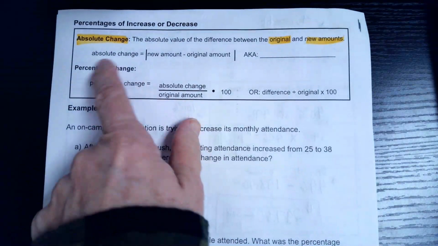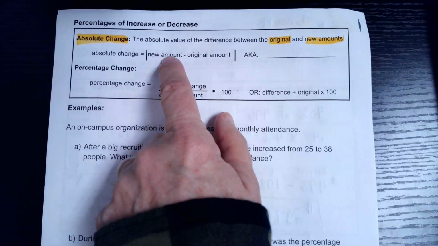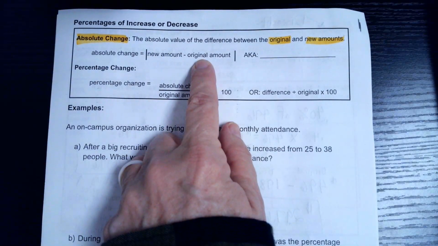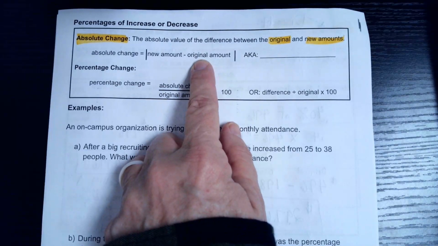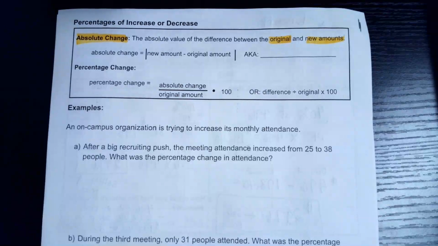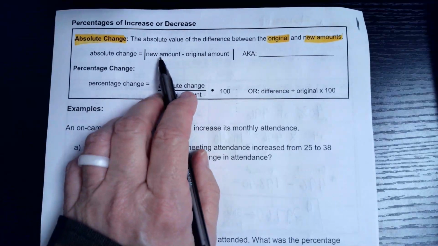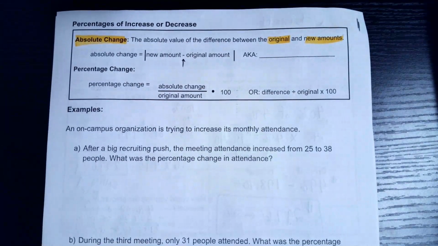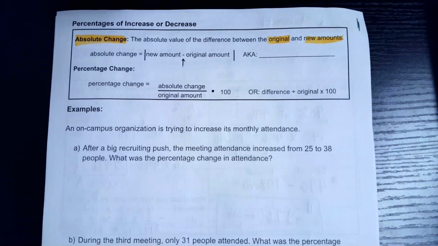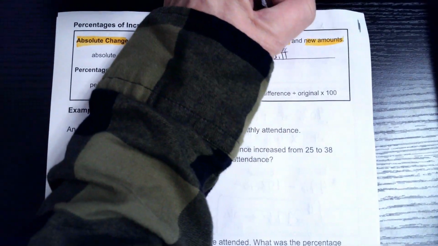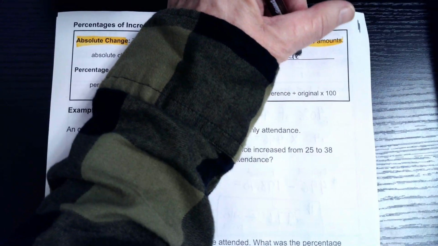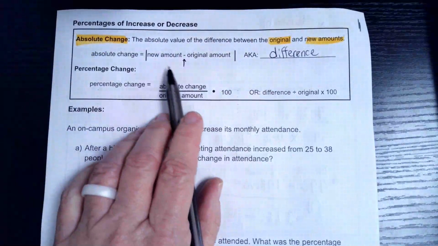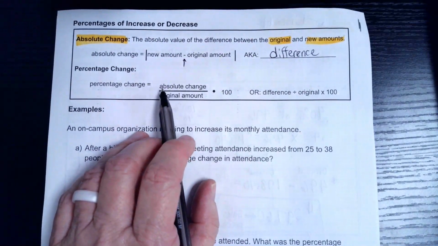Okay, absolute change is the new amount minus the original amount. I've got a little AKA here: also known as what? What's subtraction known as? Difference. That's what I'm after. This is the way the book suggests you find percent of change, and you may love this formula.